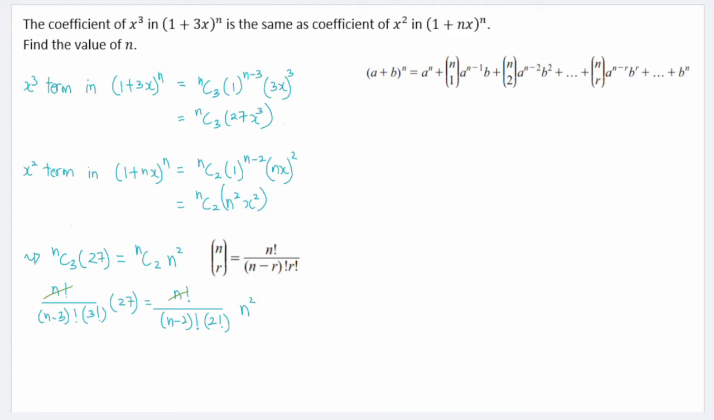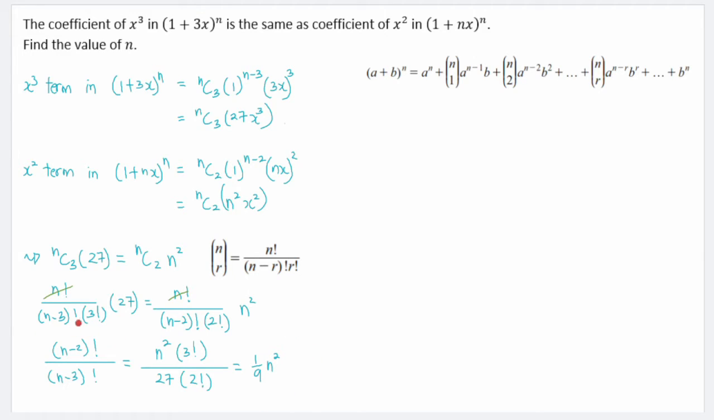Now let us move the unknown factorials to the left side so that we will get (n minus 2) factorial divided by (n minus 3) factorial. And now we are going to move all of the constants to the right side along with the n squared. And that gives us n squared multiplied by 3 factorial divided by 27 and 2 factorial, which will simplify to become 1 over 9 n squared.